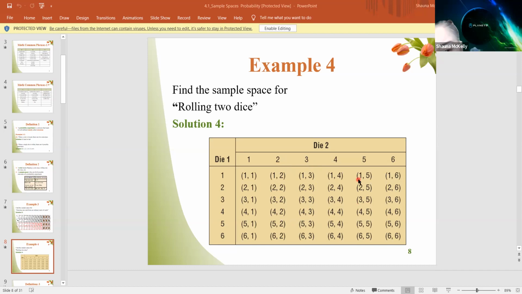Now, sometimes I'll ask you about the sum. Sometimes I'll ask you about the product. But if you ever need the basic sample space for 2 dice, it's right here.